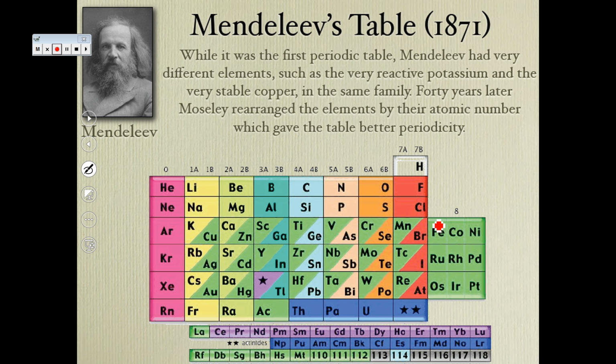Mendeleev's table. While it was the first periodic table, Mendeleev had very different elements, such as the really reactive potassium and the very stable copper in the same family, because he based his periodic table on masses. 40 years later, Moseley rearranged the elements by their atomic number, which gave the table a better periodicity. So there was a better pattern and matching of reactivities when Moseley arranged them according to their atomic number.